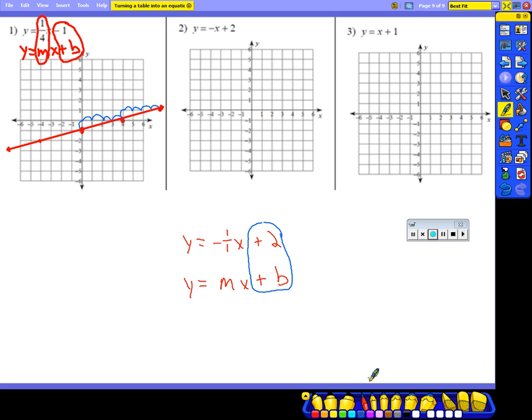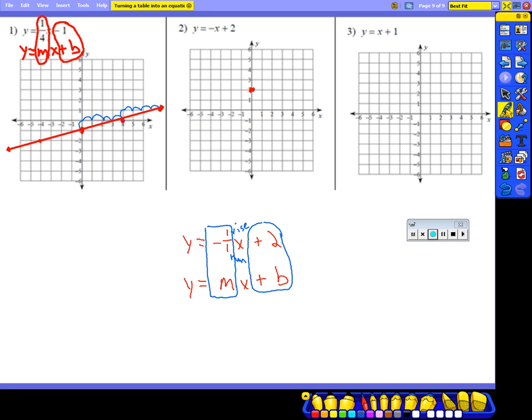So what I'm going to do is go to positive 2 on my y-axis, which is up here, and put a point there. And then I also see that my slope in this case is negative 1 over 1. Now remember that the top number is my rise number and the bottom number is my run number. So I'm going to rise up 1 and run over 1.